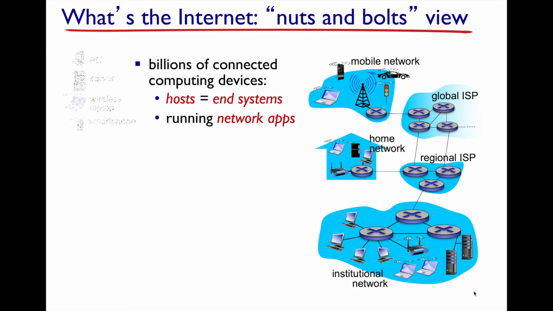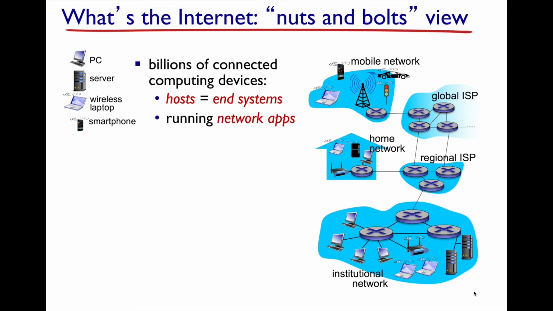Okay, so this is the nuts and bolts view. In this system, we have a bunch of networks as depicted here. We have an institutional network, a regional ISP network, a home network, a global ISP, and a mobile network. And you'll notice these networks are connected to one another, right? They're inter-networked. So when you talk about the internet, it's a network comprised of smaller networks connected together. This is just one schematic, the one they use in the book to explain what the internet is.